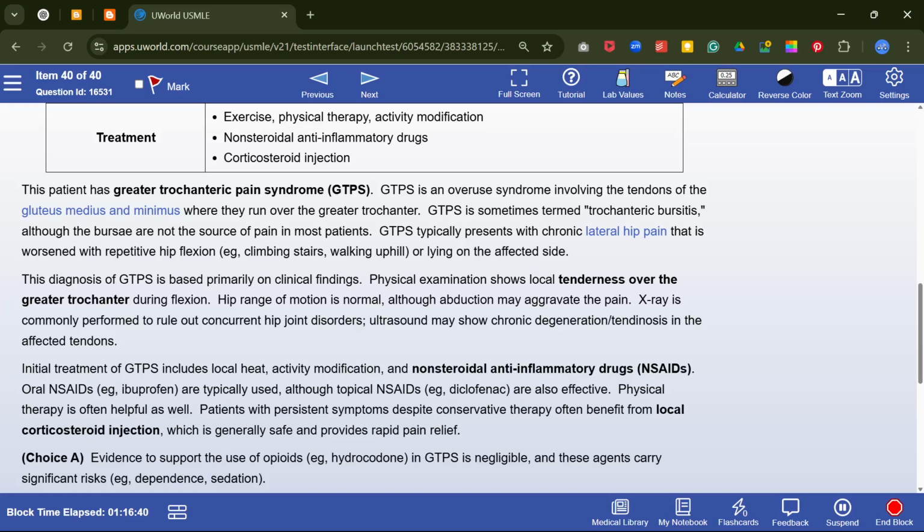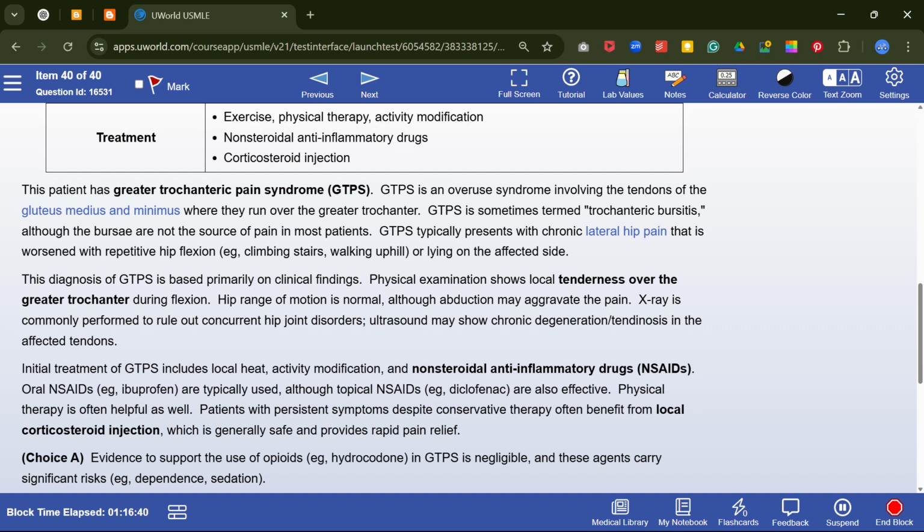Greater trochanteric pain syndrome typically presents with chronic lateral hip pain, worsened with repetitive hip flexion, climbing stairs, walking uphill, or lying on the affected side. The diagnosis is made primarily on clinical findings. Physical examination shows local tenderness over the greater trochanter during flexion. Hip range of motion is normal, although abduction may aggravate the pain. X-ray is commonly performed to rule out concurrent hip joint disorder.